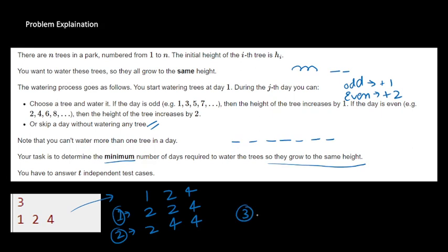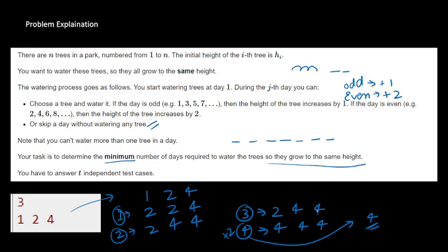On the third day, there would be an increment of 1, so I decided to skip that day. So it still stays 2, 4, 4. And on the fourth day, I have the liberty to increment a tree by 2. So I made it 4, 4, 4. So the answer is 4 for this test.